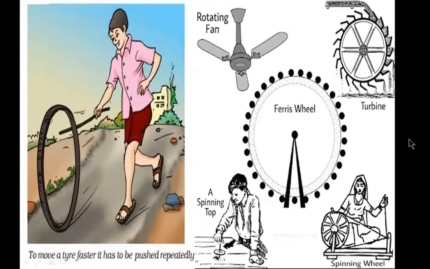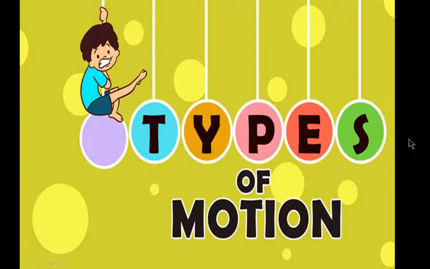Continuously it is moving, that is, to move a tire faster, it has to be pushed repeatedly. A spinning top, Ferris wheel, rotating fan, turbine, spinning wheel. So these are the examples we can see. So the next topic is types of motion.